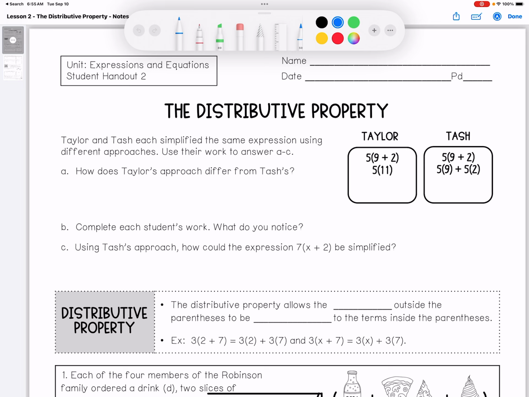Second lesson of this unit. Today we're going to learn about the wonderful and fantastic and awesome distributive property.